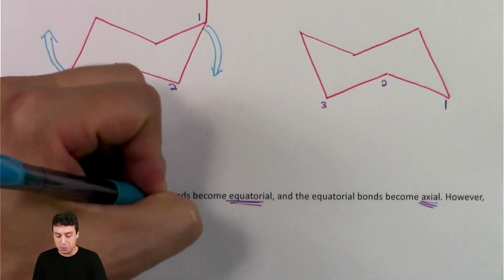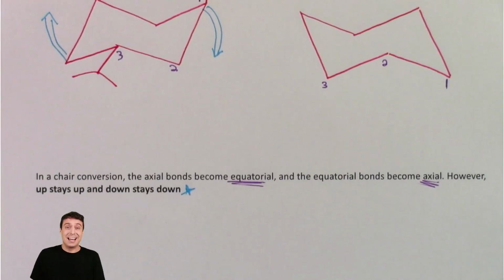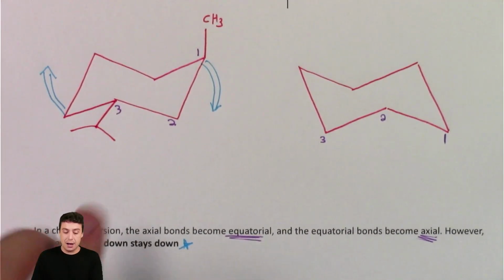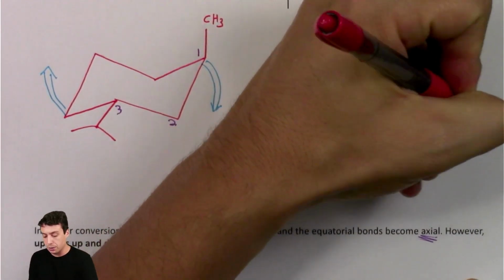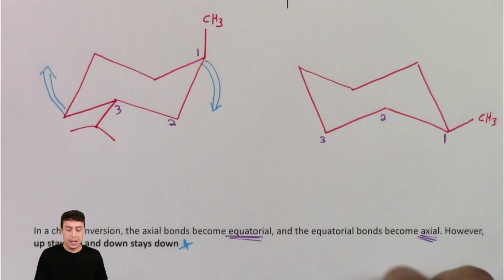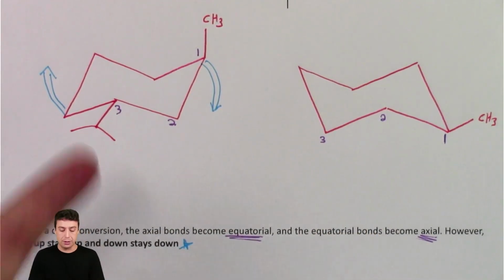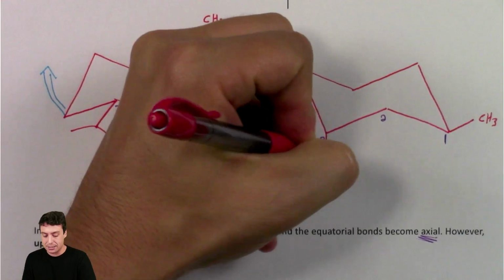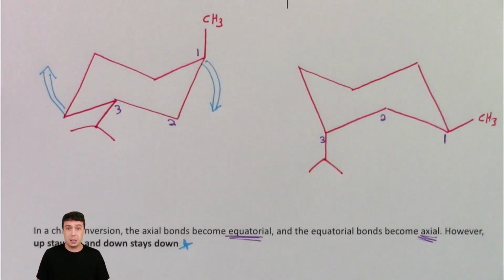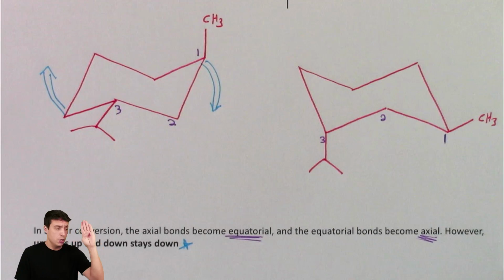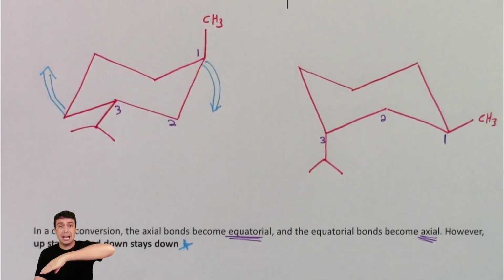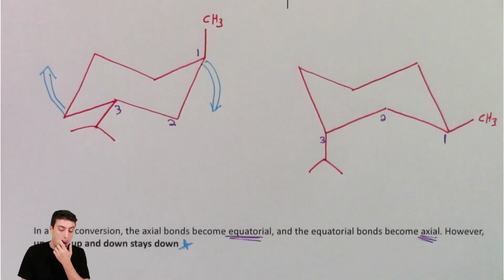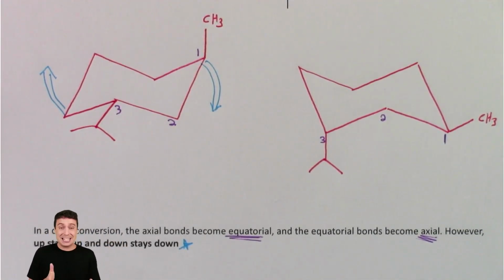But this is the most important piece on the whole page here. Up stays up, down stays down. So when I draw this, I had up axial methyl at carbon number 1. Now it's up equatorial methyl at carbon number 1. At carbon 3, I had down equatorial isopropyl. Now it's down axial isopropyl. So up stays up, down stays down. All that happens is you go from straight up to slightly up, and you go from slightly down to straight down, which my arm can't really bend that way, but you get the idea. So that is the idea of a chair flip.